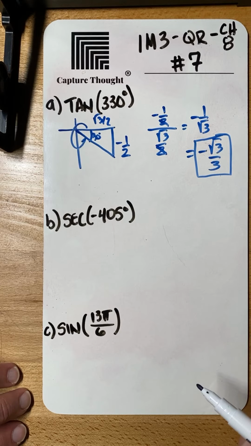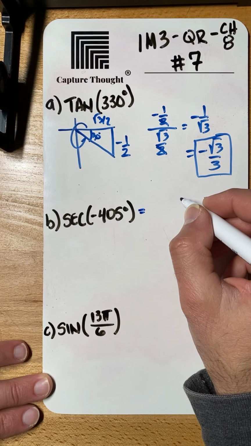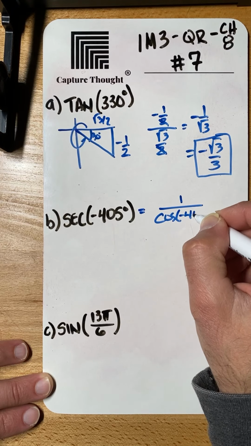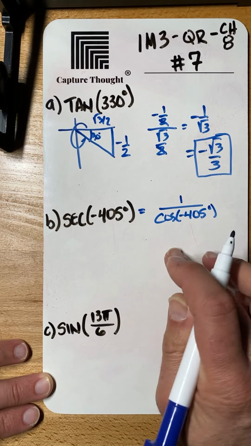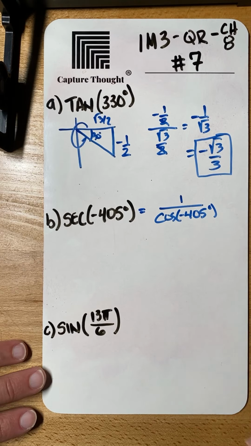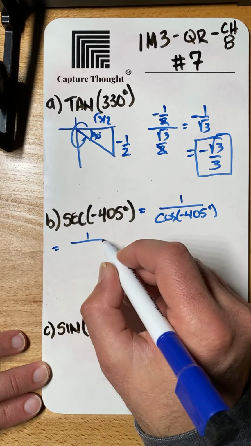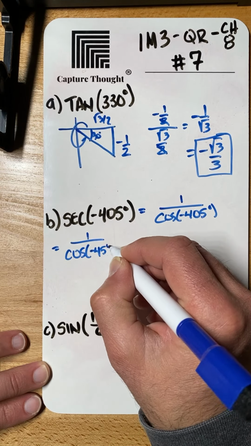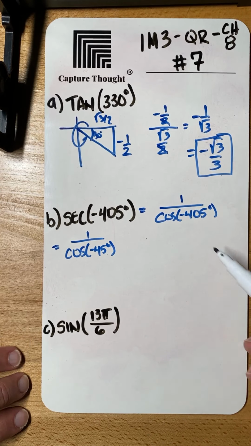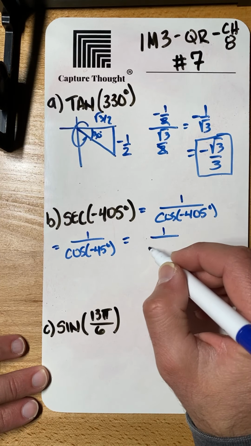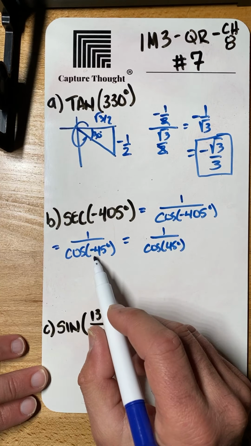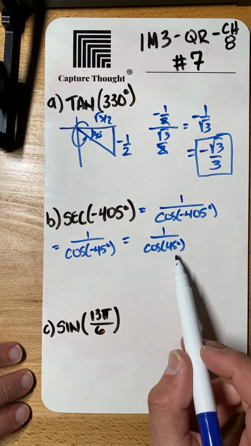B, secant of negative 405, I automatically turned this into 1 over the cosine of negative 405, because that's the reciprocal function. That's going to be the same thing as 1 over the cosine of negative 45 degrees because they're coterminal. If I think about where negative 405 ends up, that's the same thing as 1 over the regular cosine of 45 degrees because cosine is an even function, so it just becomes a positive.